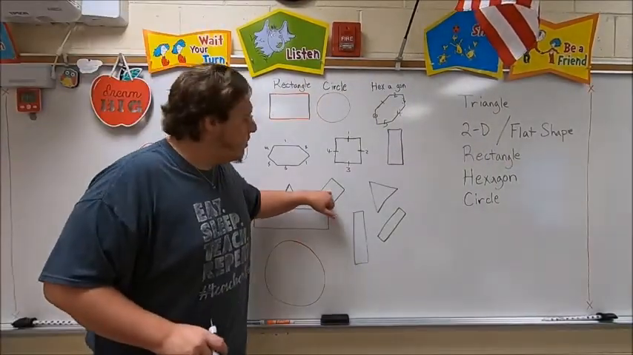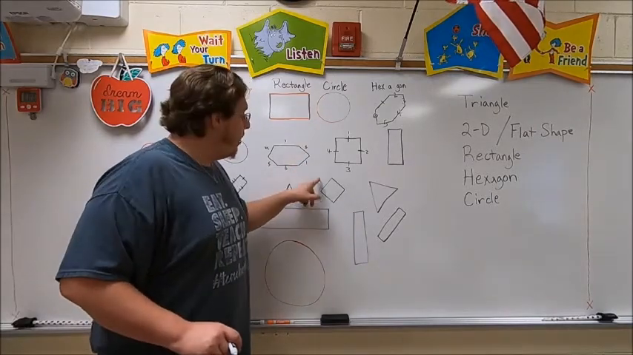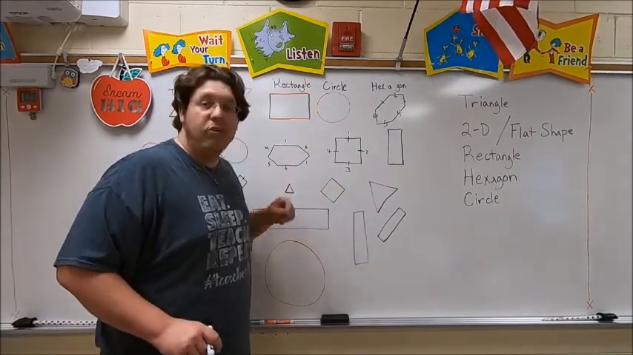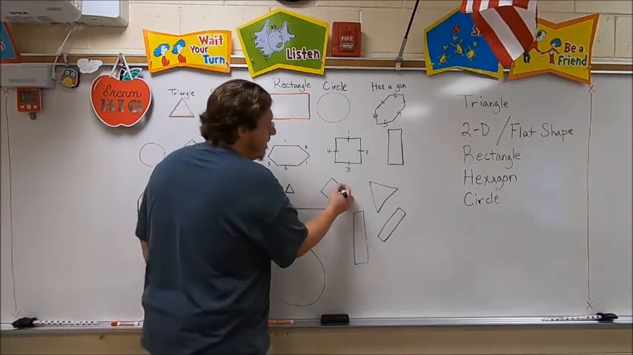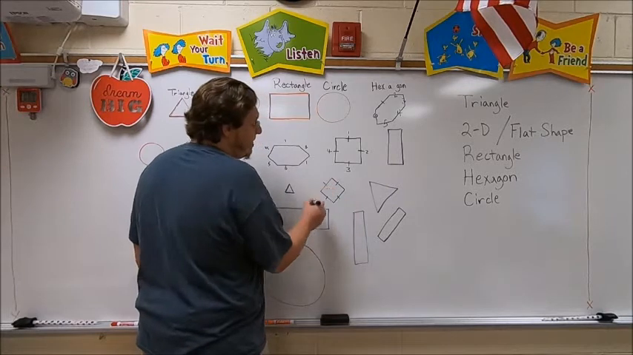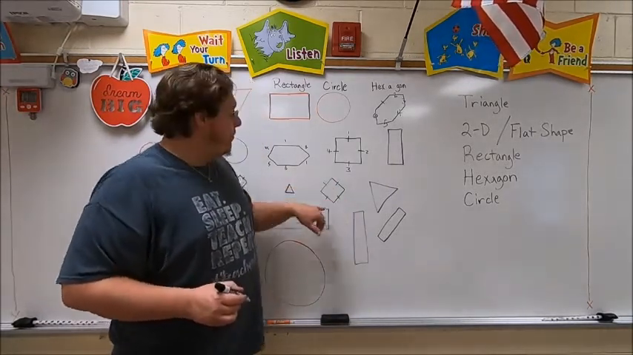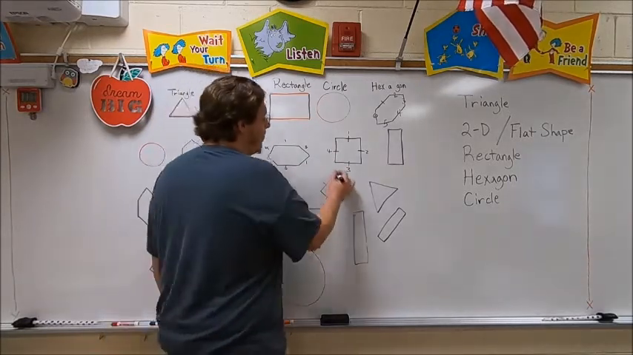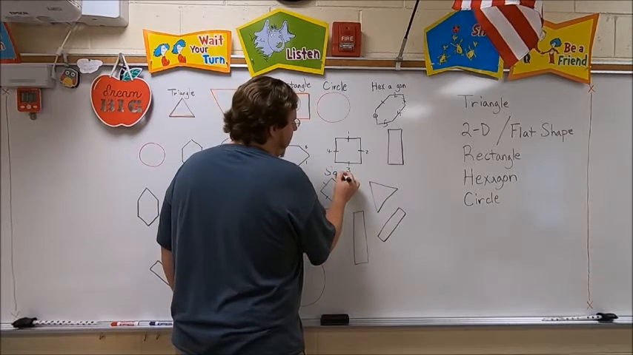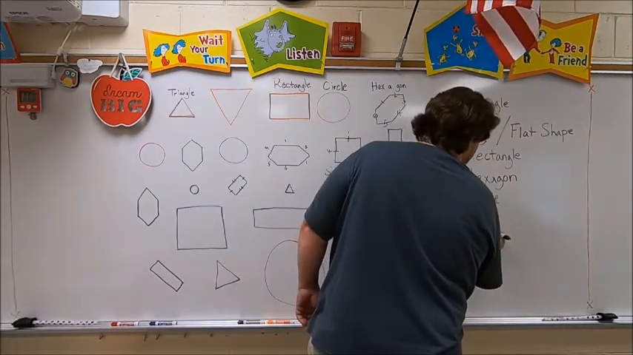All right, so what's important is not how it's turned, but how many sides it has and whether or not they're equal in length. This one is, and this one is, and this one is. They're all the same size. But there's 4 sides, just like that one, so we have a square here. And that's our last shape.